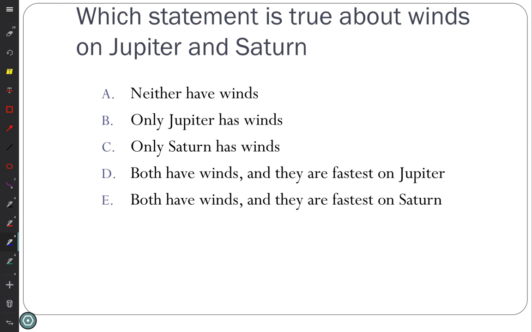And that brings us to clicker question number 2. Which statement is true about winds on Jupiter and Saturn? All right. We had 0, 0, 1, 2, and 9.